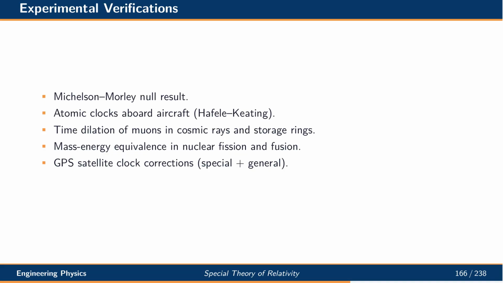Special relativity has been confirmed by many experiments. The Michelson-Morley experiment yielded a null result that supported the constancy of the speed of light. Atomic clocks flown on aircraft, known as the Hafele-Keating experiment, measured time dilation directly. Cosmic ray muons and muons in storage rings show clear lifetime dilation. Mass-energy equivalence is verified daily in nuclear fission and fusion. GPS satellites require relativistic clock corrections to.